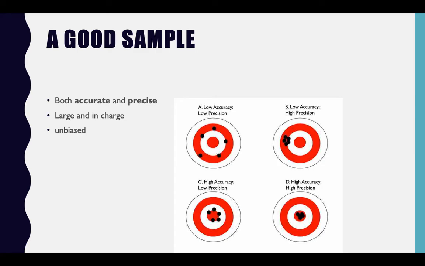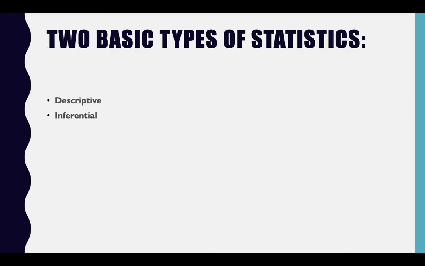You really want to hit that bullseye closely for a good sample, essentially. And you want a large sample. The bigger the sample, the better, because you're going to avoid a lot of variance, and you're aiming for it to be unbiased. All right, so two basic types of statistics: descriptive and inferential.